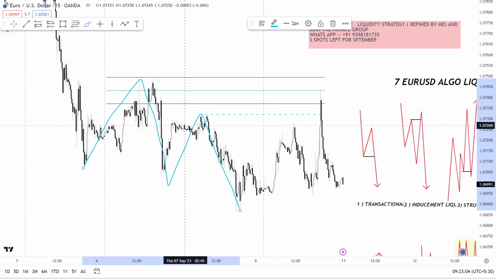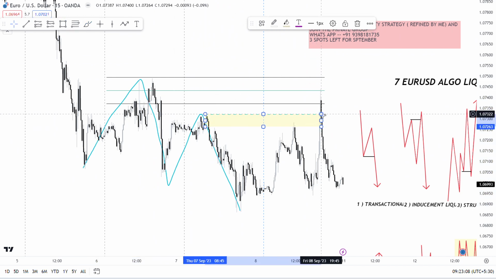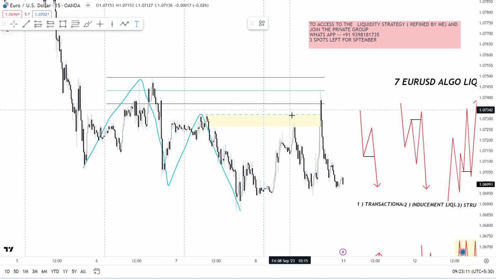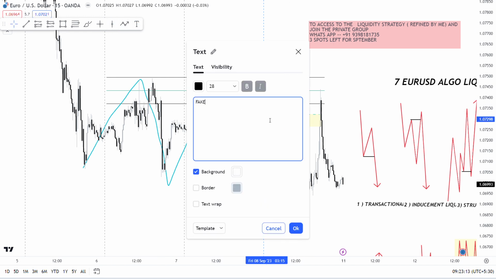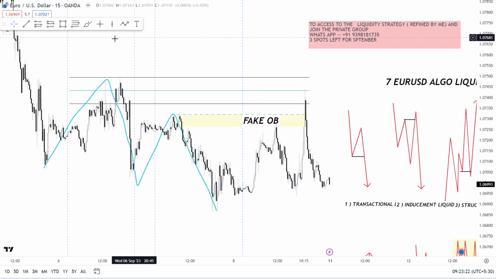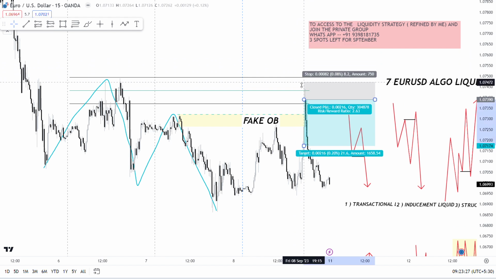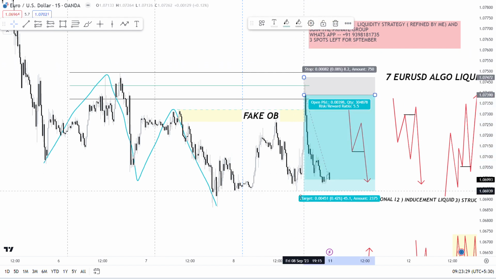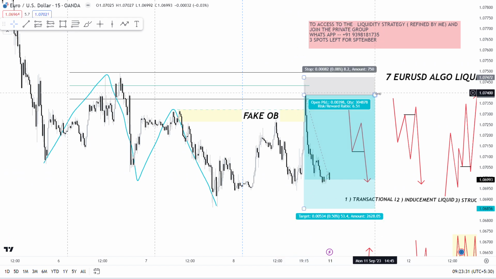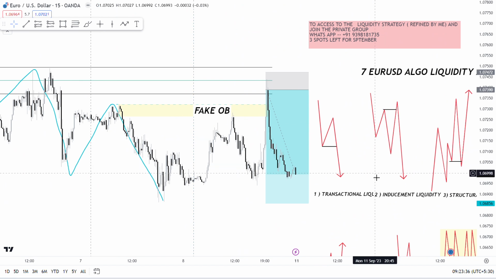Because this is a very clean structure, and this is the smart money fake order block, fake OB. And when the fake OBs in the marketplace are taken, there will be a lot of liquidity grabbed by the market makers, and the price will be ready to move, and the next target continues the trend, this liquidity. So this is the example of the inducement liquidity, the second type of liquidity.